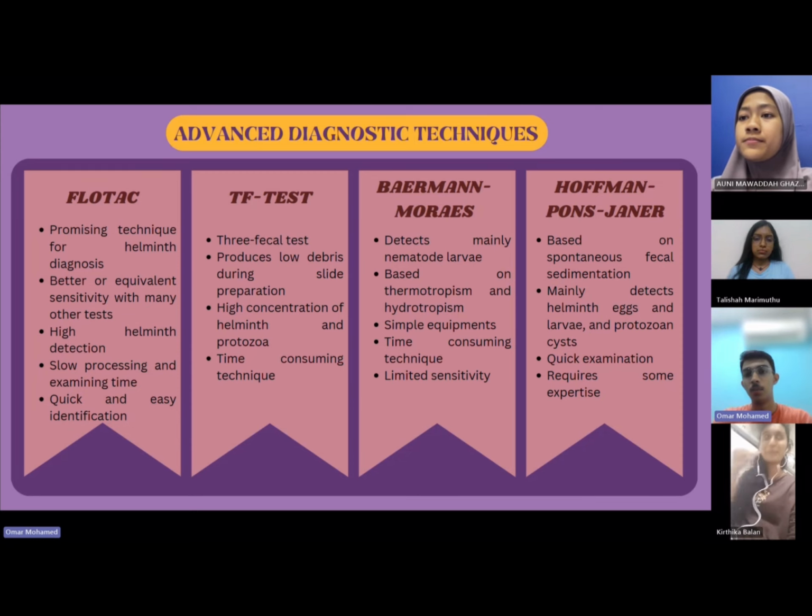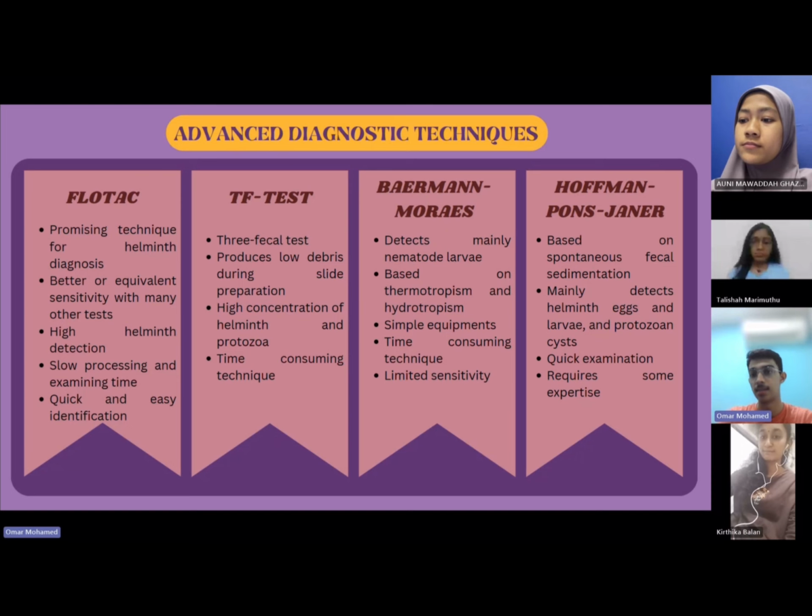For the BM test, it mainly detects nematode larvae, and its principle is based on thermotropism and hydrotropism. It uses simple equipment like warm water and a container, and it detects the larvae's movement or motility towards a suitable area for its growth. For this reason, it can be quite time consuming, and it also has limited sensitivity.